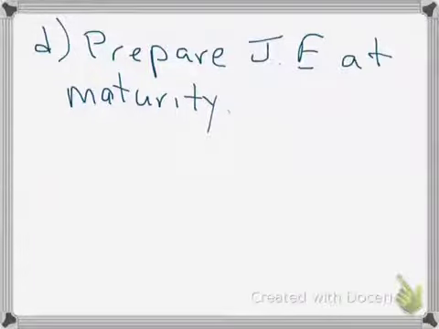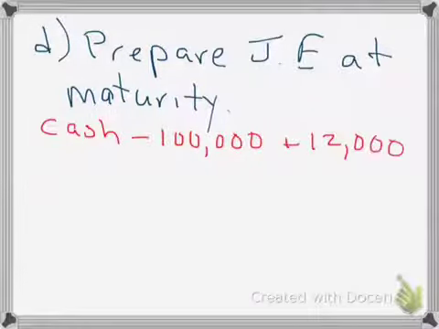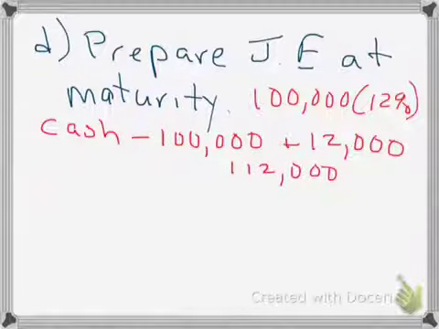At maturity, we are going to have to pay out cash for that note payable amount, and we also need to pay the total amount of interest. Remember, for the full year, that interest amount was $12,000. You get that interest amount by looking at the principal times that 12%, which is the annual interest rate, which gives you the $12,000. So the cash we're going to have to pay out is going to be $112,000.